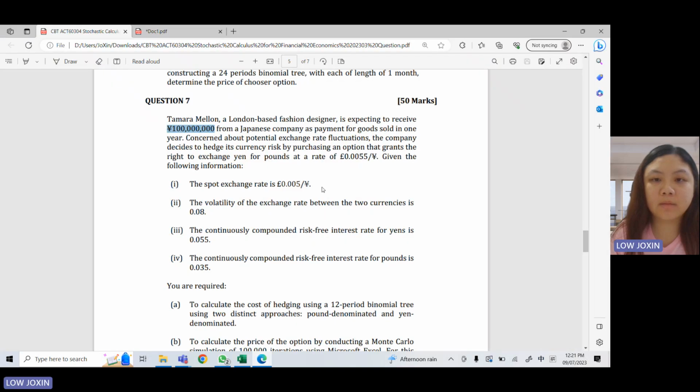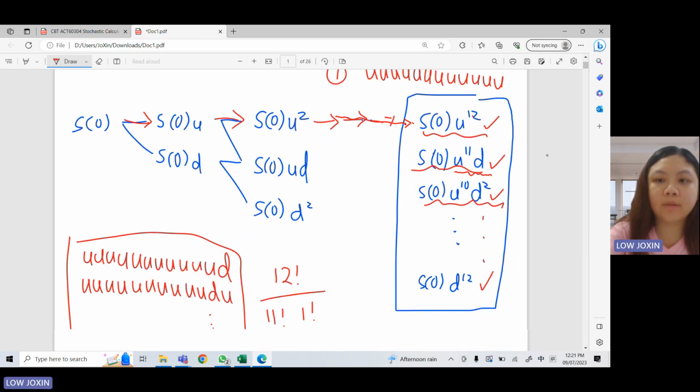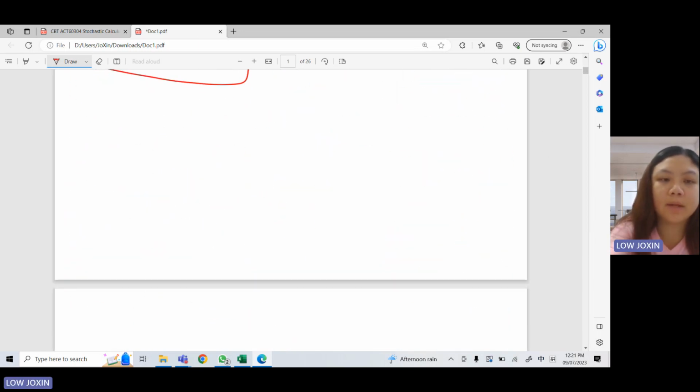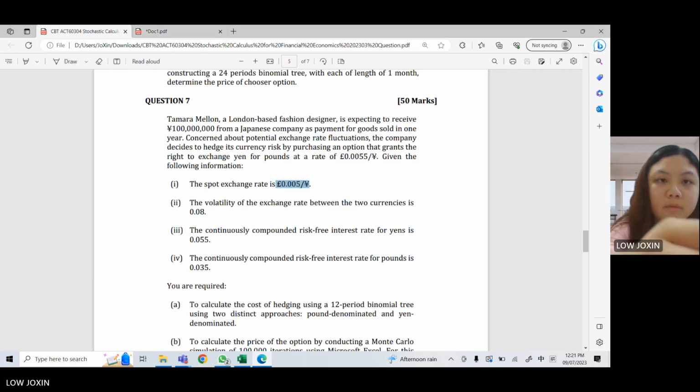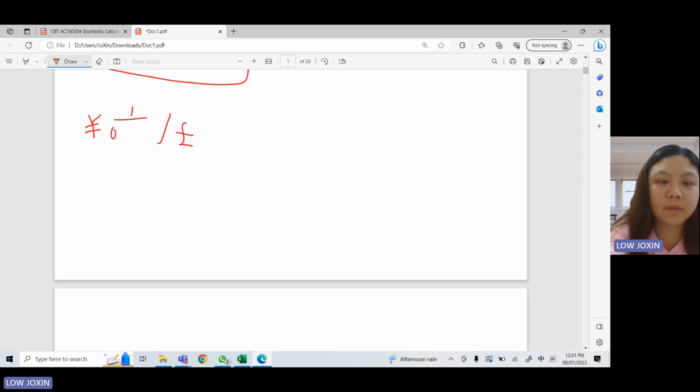So when I buy a call, now my currency will be yen denominated. So means that my current exchange rate is 0.005 pound per yen. So if now I'm yen denominated, I will need to know how much it costs to buy a pound. So I need 1 over 0.005. So this is 200.